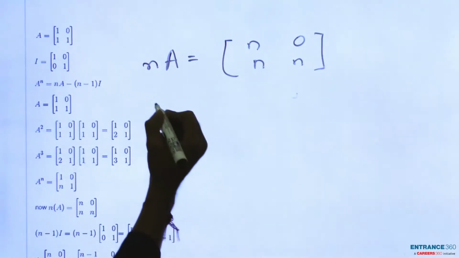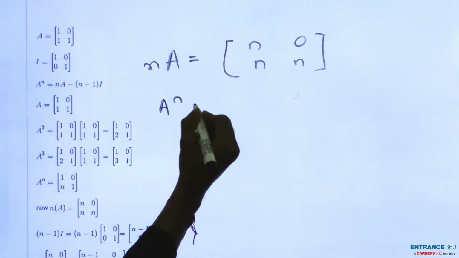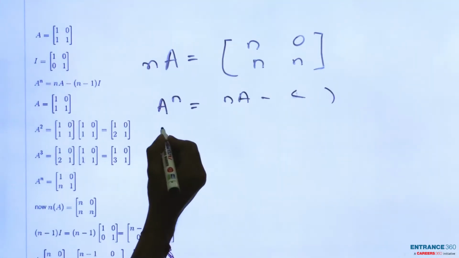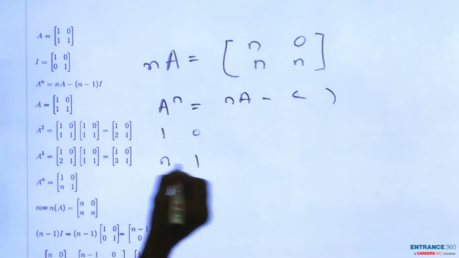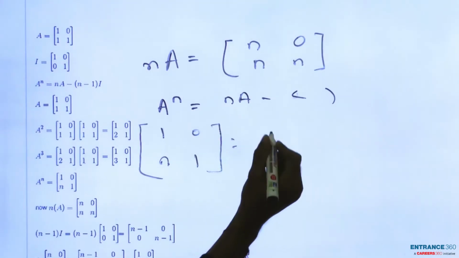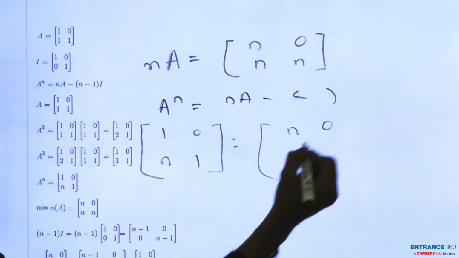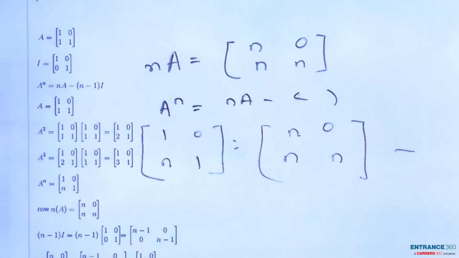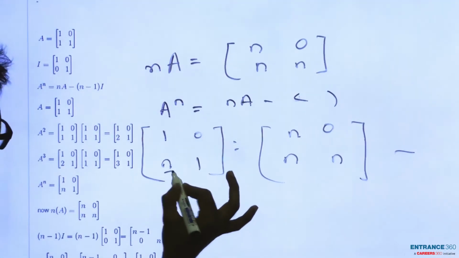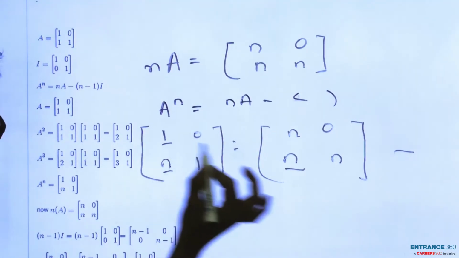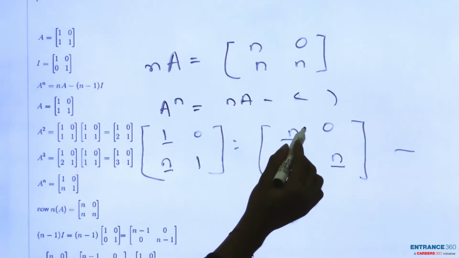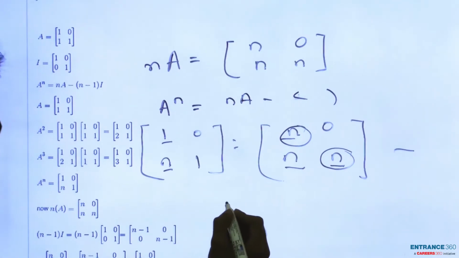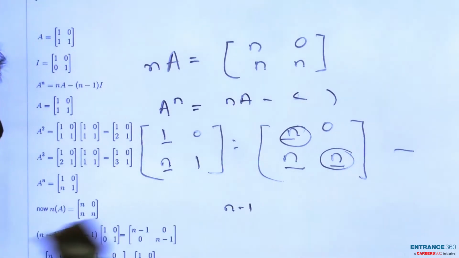And since we need to find A^n equal to nA minus something, so A^n is [1 n; 0 1], which is equal to [n n; 0 n] minus something. Here is something we don't know. Here you will observe that this n and this n are fine, but here it is 1 and here it is n. So for this we need to eliminate, meaning we need to subtract n minus 1.